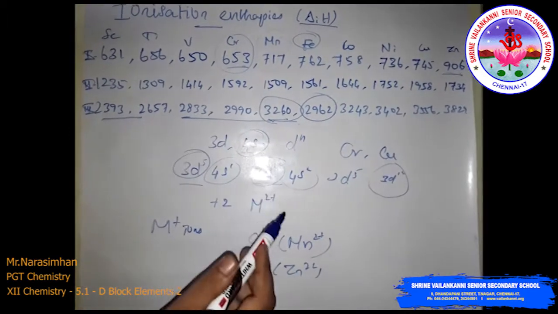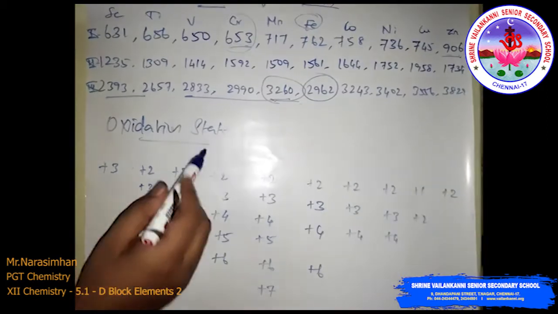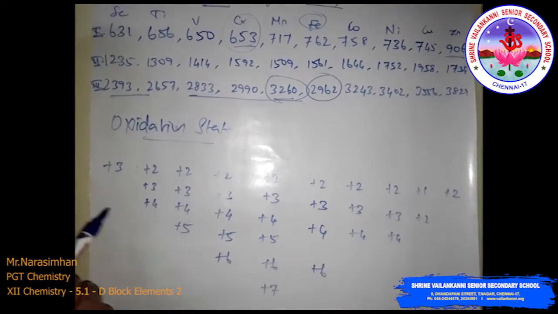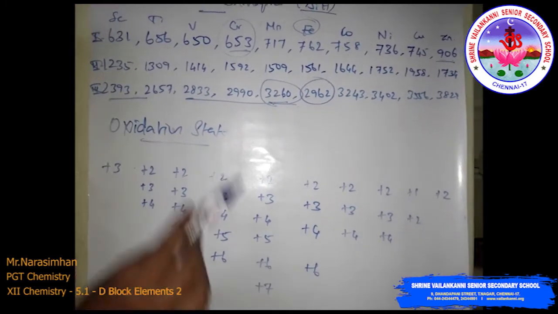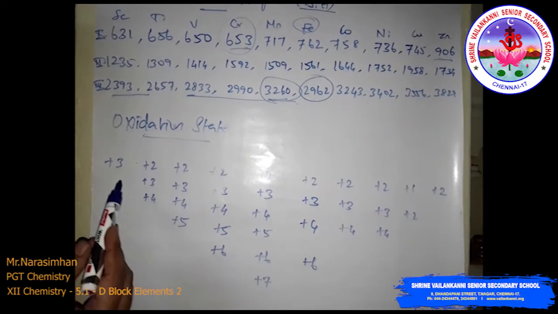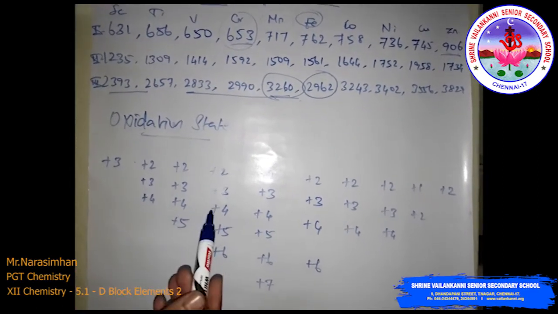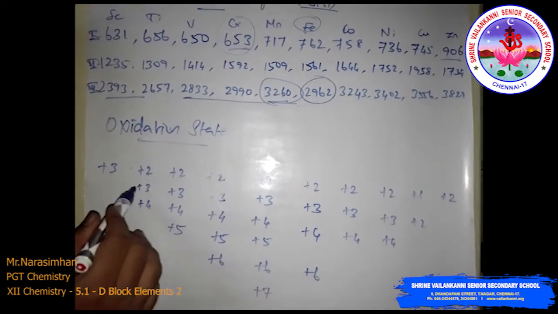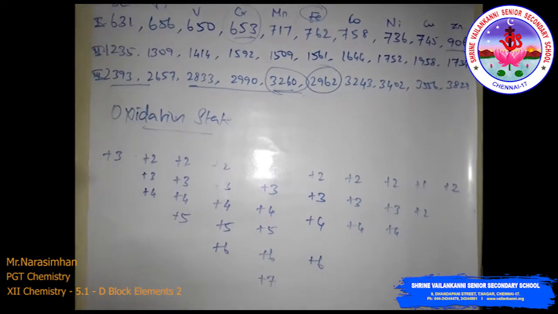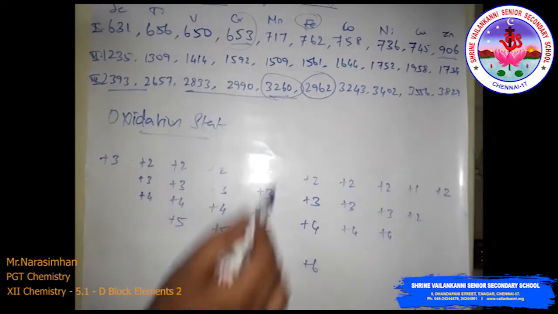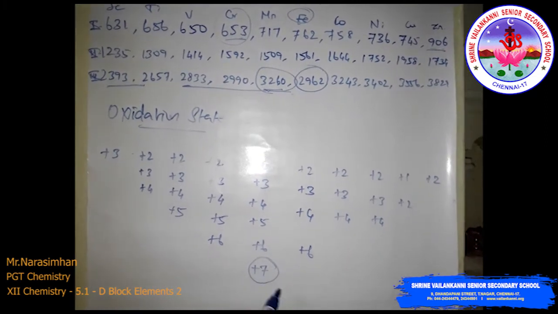Okay, the next is the oxidation state of the 3d series elements, here also scandium to zinc. In this 3d series, they exhibit variable oxidation states. The lowest one is +2 and the highest one is +7. Look at manganese, which exists in the +7 oxidation state. That is the maximum one.